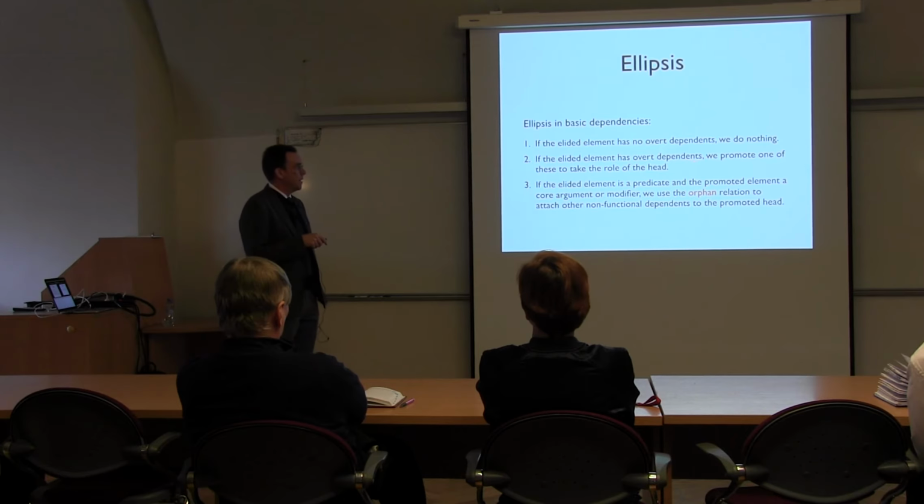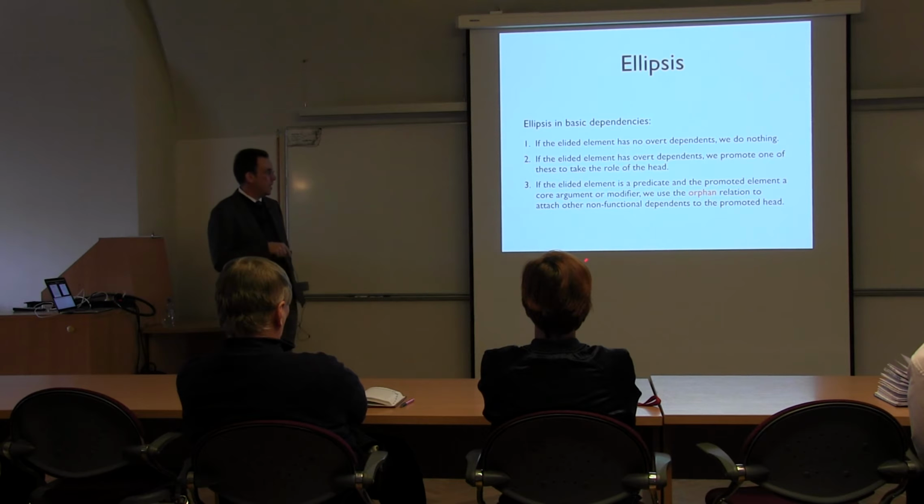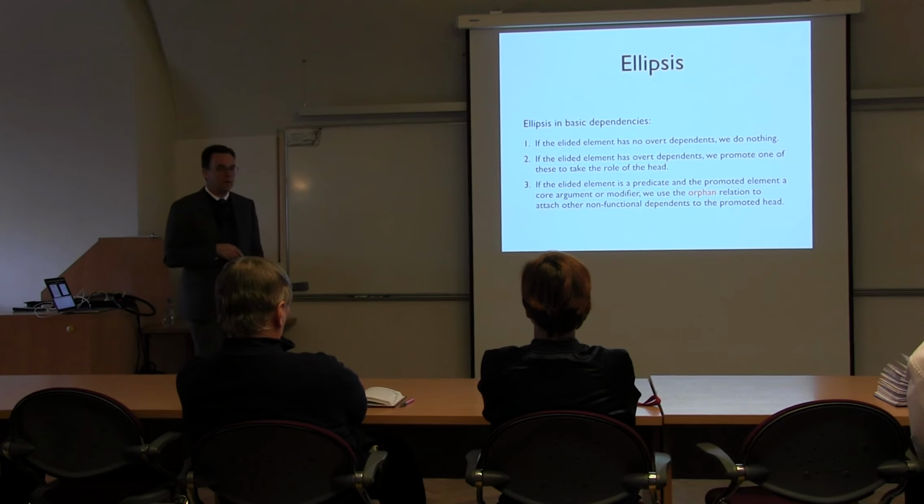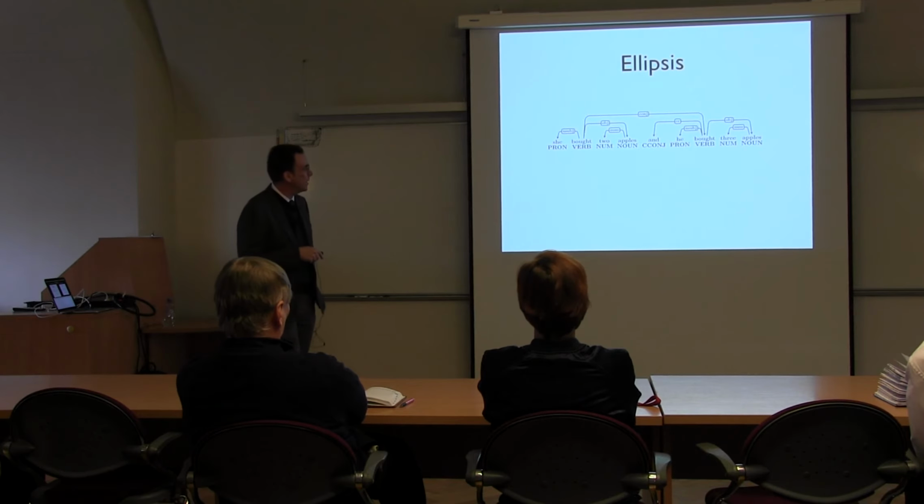If the aligned element has some overt dependent, we need to do something with these, and the general mechanism is what we refer to as promotion. So we promote one of these to take the role of the head. Now, in the special case where the aligned element is a predicate, which is a particularly nasty case of ellipsis for any dependency analysis, and the promoted element is something like a core argument or modifier, we use a special orphan relation to attach. So I'm going to exemplify this and explain why we do it.